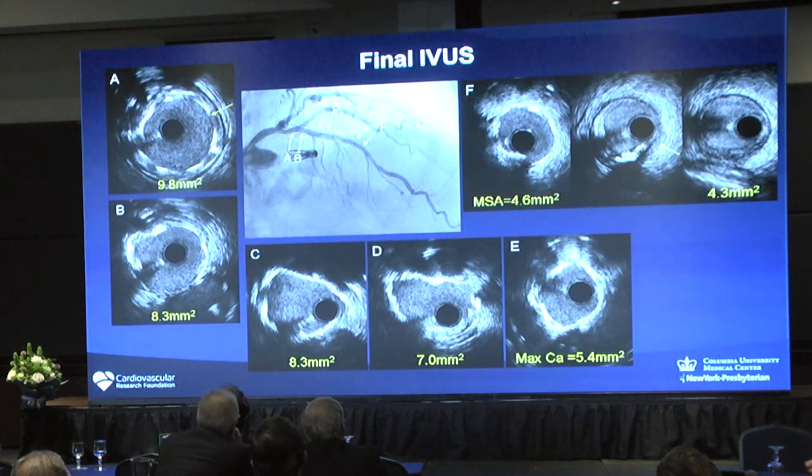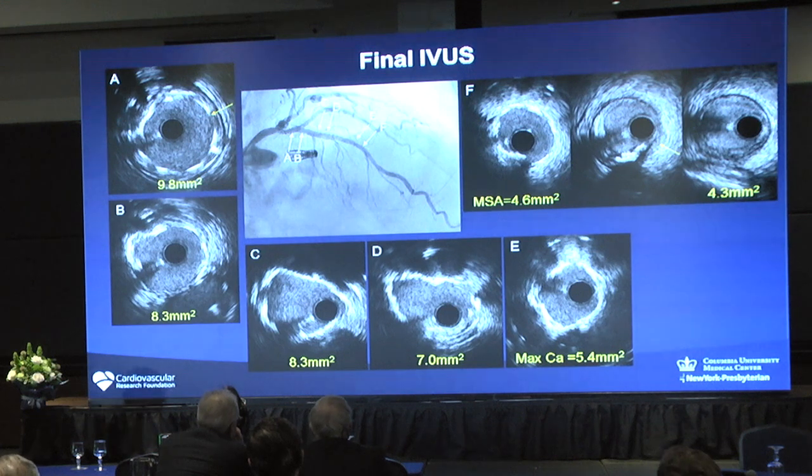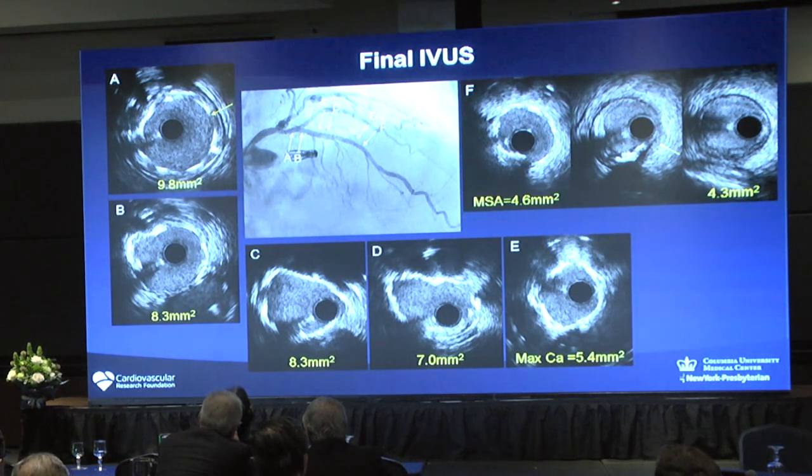And this is the final result. This is a small artery, the distal segment, minimum stent area 4.6, which is more than the distal reference. I'm very happy. And in this segment, shape doesn't matter. Because of the calcium, we cannot change the shape. So as long as there is a good stent area, that's fine. So we are very happy. This is how you decide. I'm done.